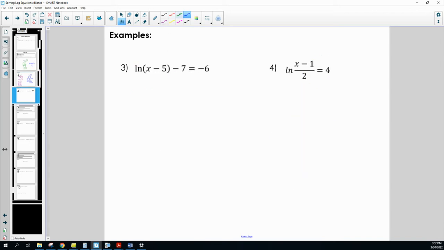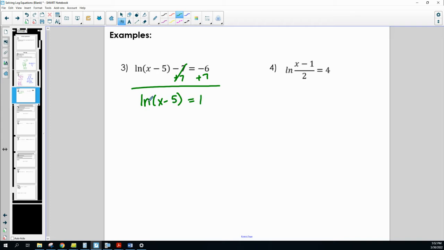Okay, so we're going to look at number 3 here. So notice that the log is not isolated, so we're going to add the 7 first. So we have ln of x minus 5. My goodness, nothing's working right now. Let me just fix this here. So ln of x minus 5, and that's equal to 1.